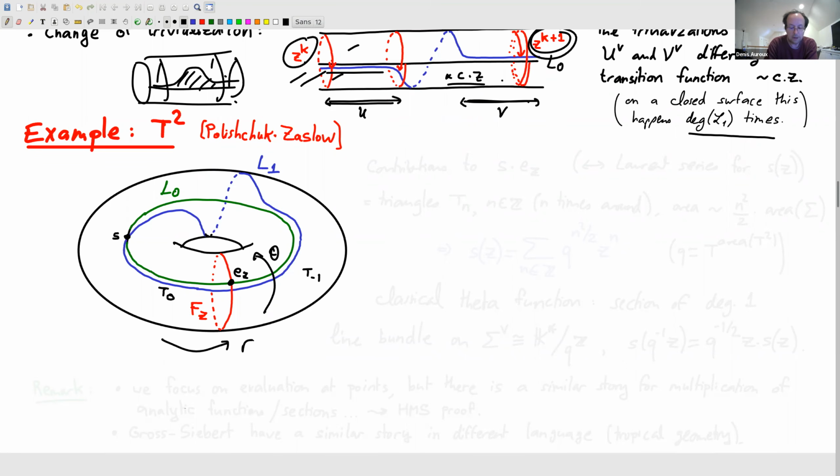And so now this is a good test case to make sure that things are not complete nonsense. L0 and L1 intersect exactly in one point, S. And I can ask, what is the value of S at some point of the mirror as instantiated by this fiber F sub Z with a local system? And so I need to start counting triangles between S, L0, L1, and FZ.